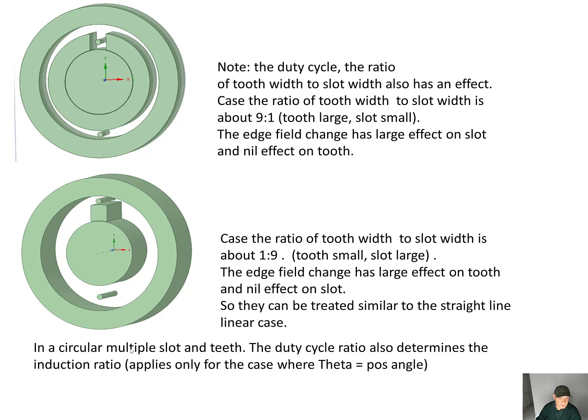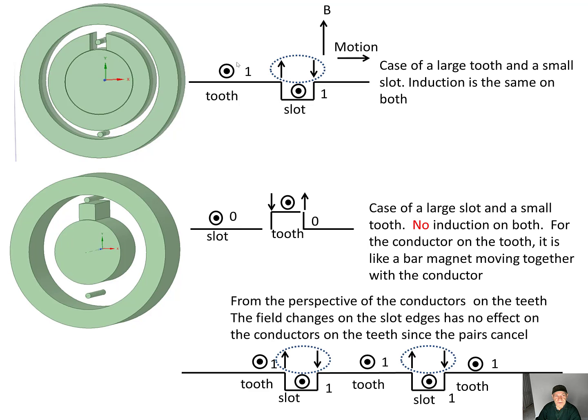So in a circular multiple slot and teeth, the duty cycle ratio also determines the induction ratio. It applies only for the case where theta equals position angle. This is almost like a bar magnet moving together with a conductor, where the induction is almost 0. So the induction on both is almost 0. So case of a large tooth and a small slot, induction is the same on both, 1 unit, 1 unit.